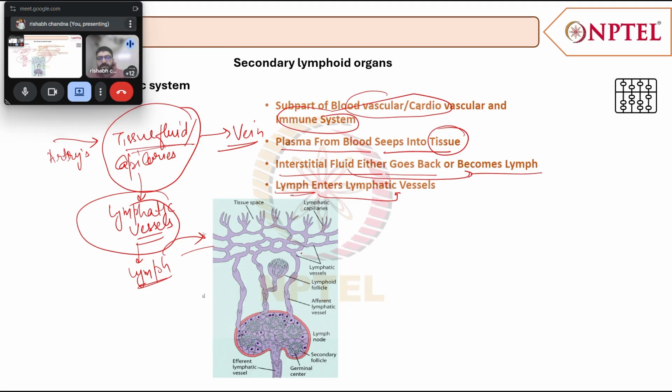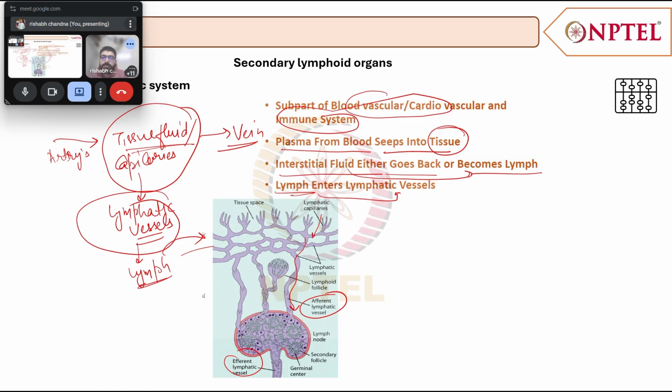Okay, so this is how it looks in the picture. As we can see here, this is a tissue space, and these are the lymphatic capillaries that filter out the interstitial or tissue fluid. Then from this, they travel to the different lymph nodes. This is an afferent lymphatic vessel, and this is the efferent. So the afferent takes the lymph to the lymph node, and then the efferent one takes the lymph away from the lymph node.